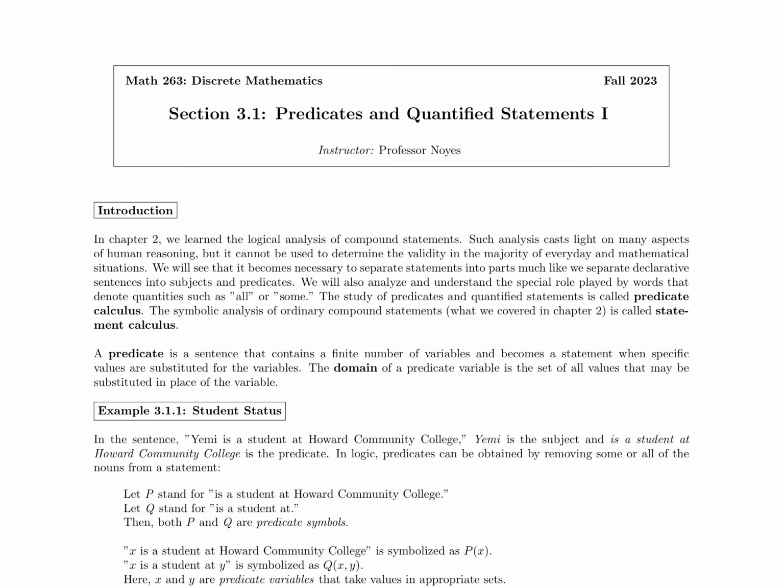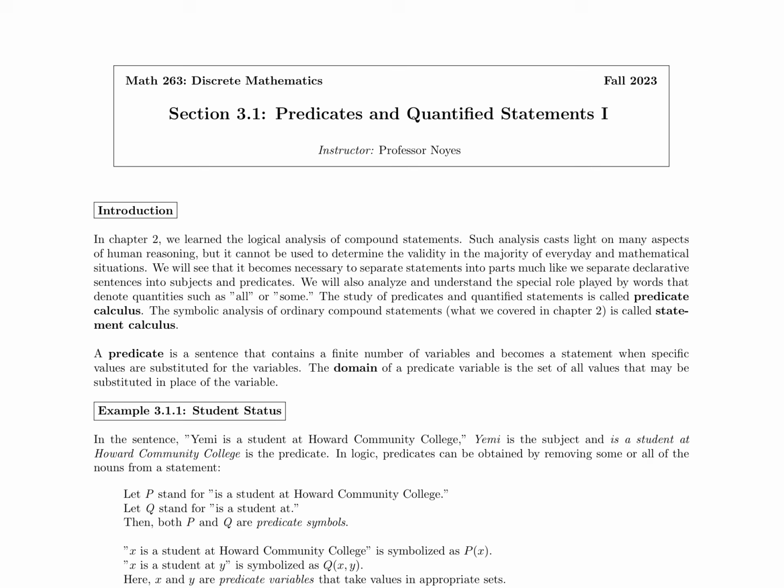We've already spent some time in Chapter 2 learning about statements and compound statements, and now we're going to move that analysis forward into predicates and quantified statements. So we often need to separate these statements into parts, much like we would separate declarative sentences in our English classes into subjects and predicates. We're also going to be analyzing and understanding the special role played by words that denote quantities such as all or some. They're very powerful words in mathematics and especially in proofwriting.